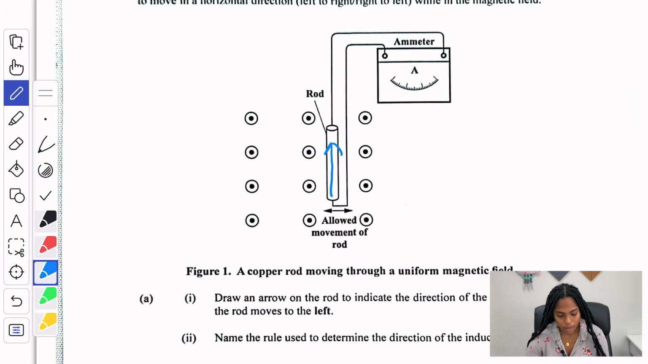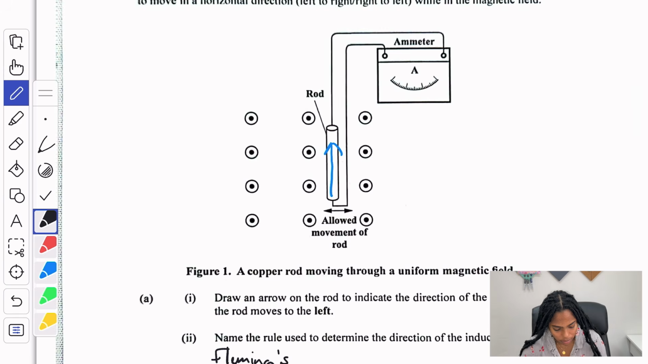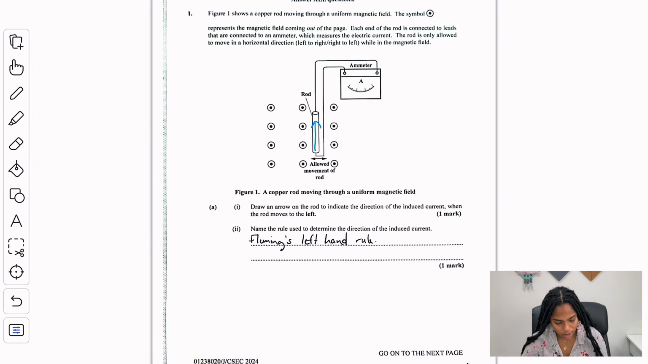Then we have: name the rule used to determine the direction of the induced current. That's Fleming's right-hand rule. And that's it for that page.